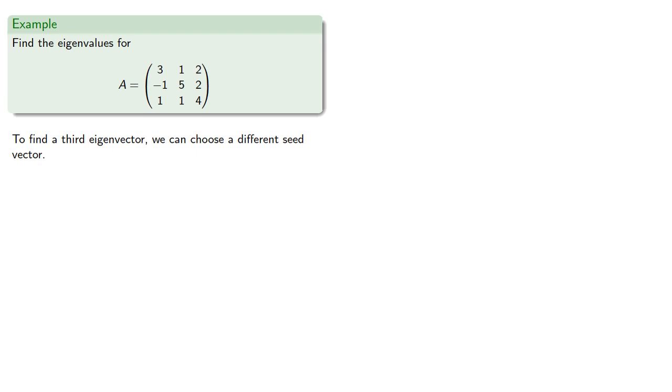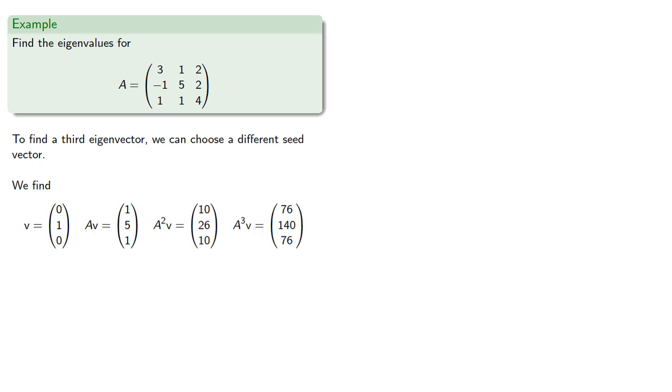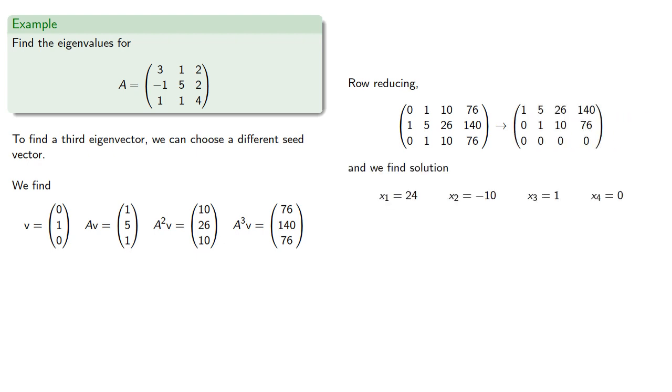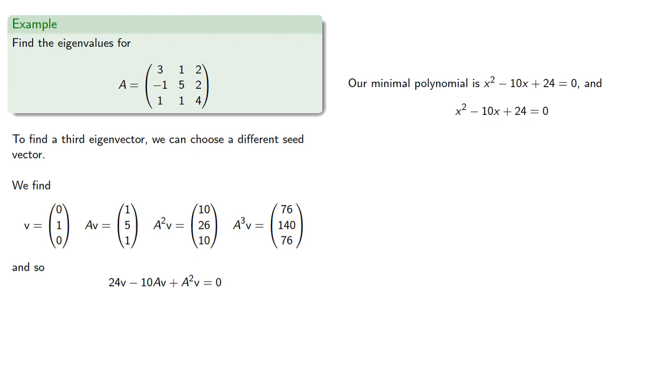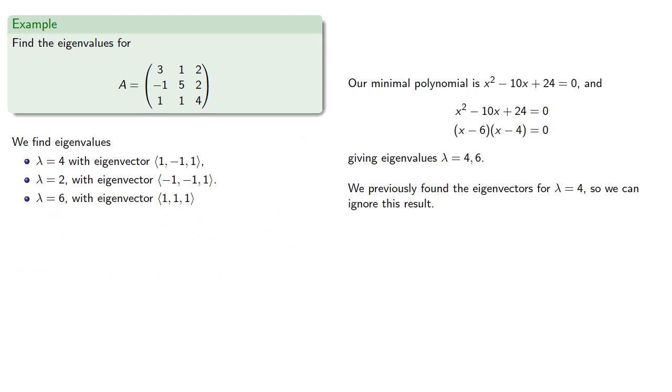So to find a third eigenvector, we can choose a different seed vector. So maybe this time we'll use 0, 1, 0, and find. Row reduce gives us, and so we have our linear combination equal to 0. This gives us our minimal polynomial, again a quadratic, which we can factor. And we have eigenvalues, lambda equals 4, and 6. Now we previously found the eigenvalues for lambda equals 4, so we could ignore this result, and focus on the lambda equals 6, which gives us a third eigenvector.